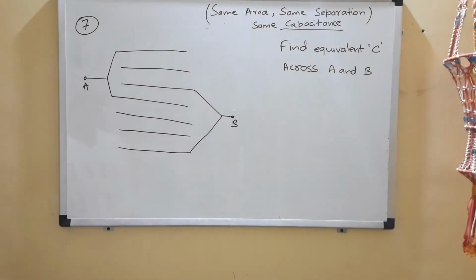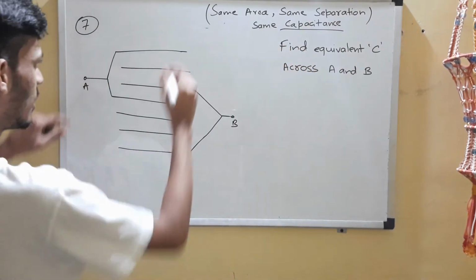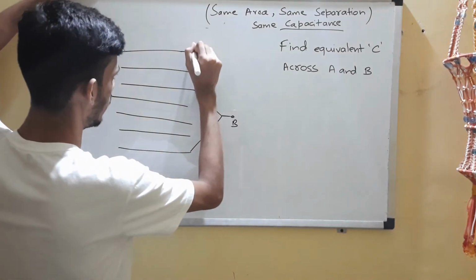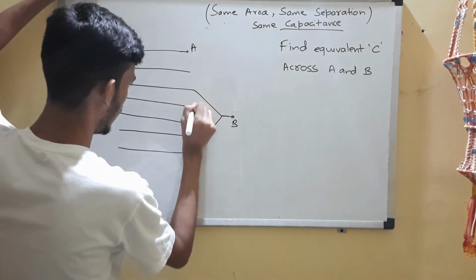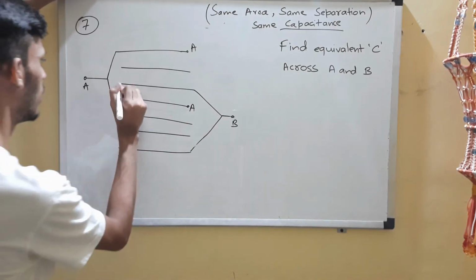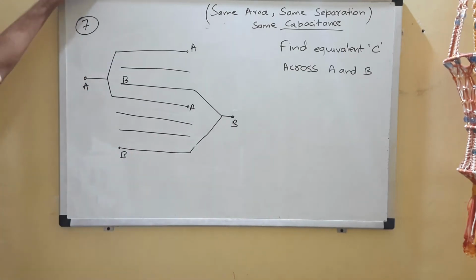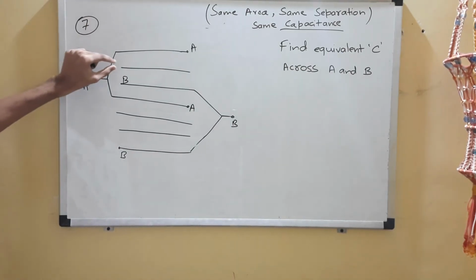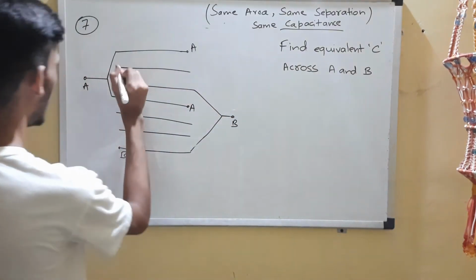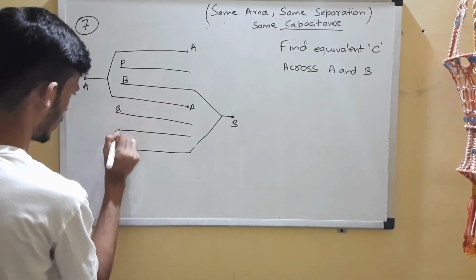So question 7 over here, the last question for the day. Let's do it. Here you can see that these two plates are connected to terminal A. Let's consider that each of them has potential A. Again these two plates are connected to terminal B, so the potential over here is B. This plate will also have potential B. We don't know much about these three plates, so we can assign any random potentials. Let's say P, Q, R: this plate has potential P, this has Q, and this has R.